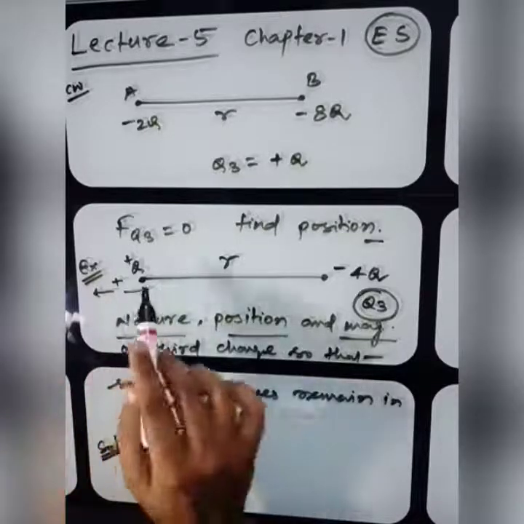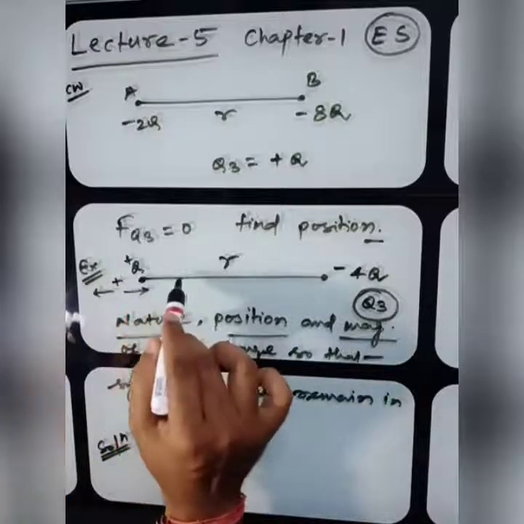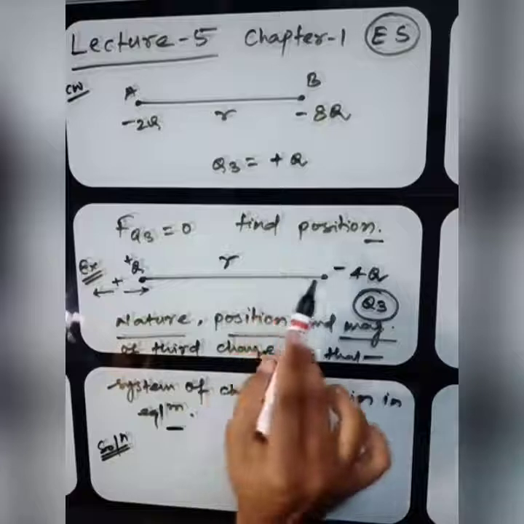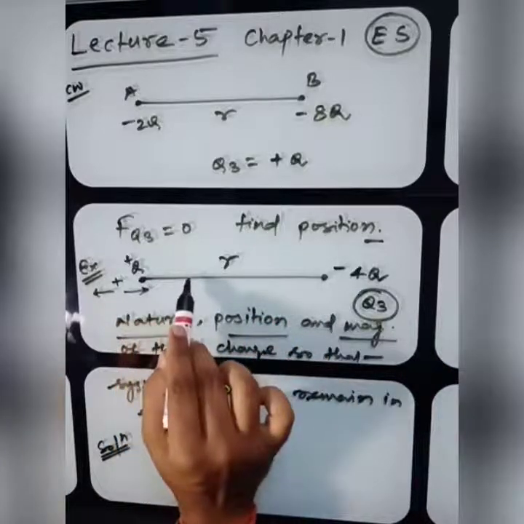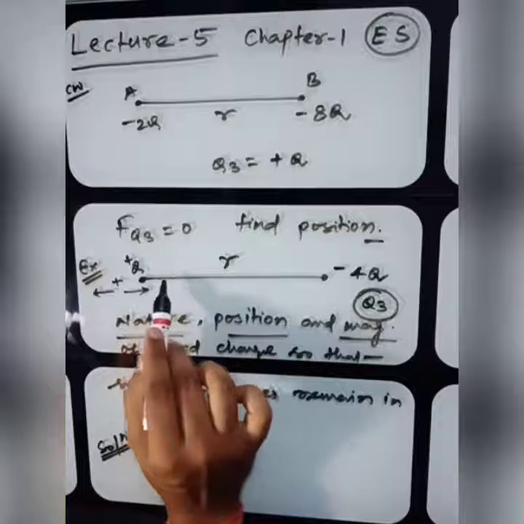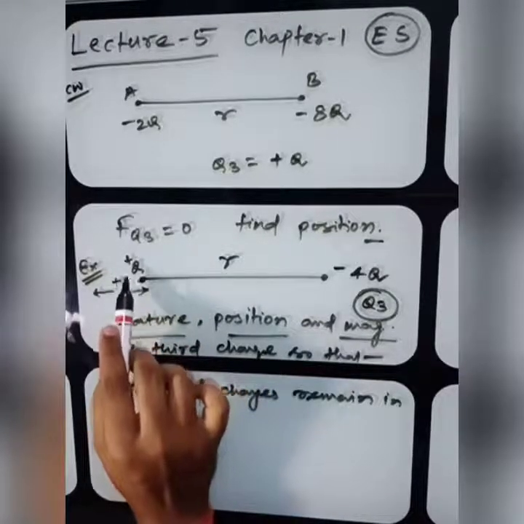Now over this one, this plus and this plus, what will happen? It will move in this direction, and this plus and this minus, what will happen? This will attract towards this minus 4Q. So both the forces will be in the same direction, and it will experience a net force.